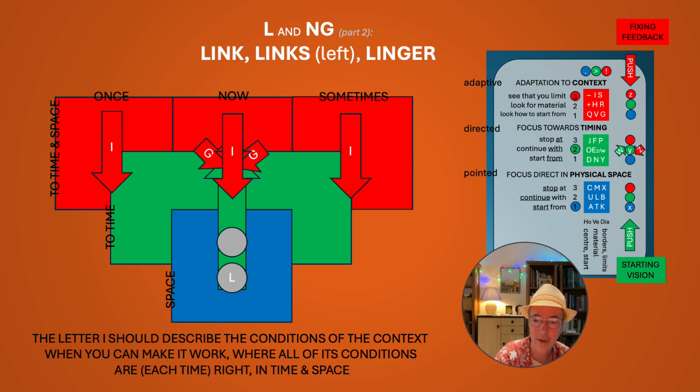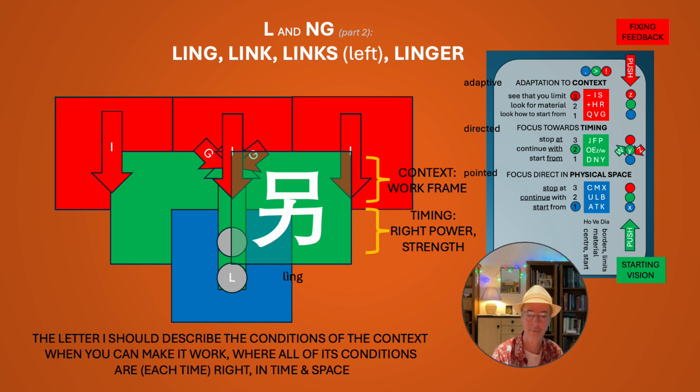It's actually a description of certain conditions, which in each situation have slightly different proportions, but you can count on it that at the right time and right place they show these conditions. That's what the letter E is actually describing in that system. So you have a context together so that you can make it work and all the conditions are right at the right time and space.